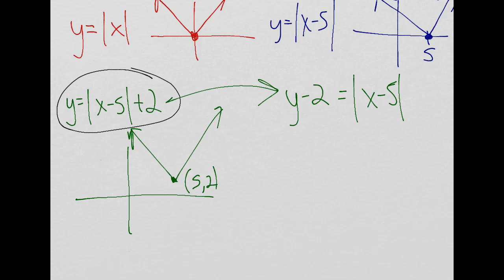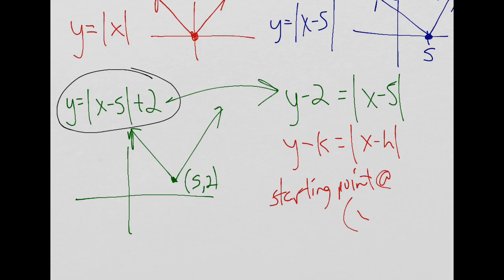If I were to have something that looked like y minus k equals absolute value of x minus h, and you may say, well, where did those letters come from, k and h, it's just the standard way to do it with these types of shapes, then this point would no longer be at (5, 2). It would have my starting point, or my pointy point, I'll call it the starting point, at (h, k).